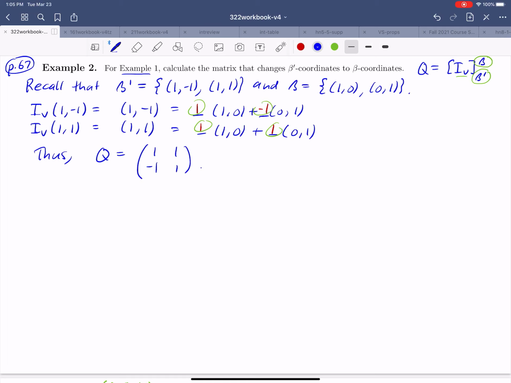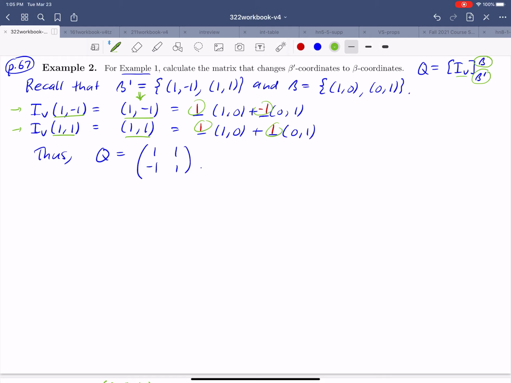You might have noticed that the very first step that we wrote, here and here, wasn't really necessary because we know what's going to happen if we take two vectors and plug them into the identity transformation. We're just going to get the same vectors back again. So it's customary to start at this step. When you're finding a change of coordinate matrix, all we have to do is start with the beta prime vectors here and write those as a linear combination of the other basis. That's going to give us our matrix.